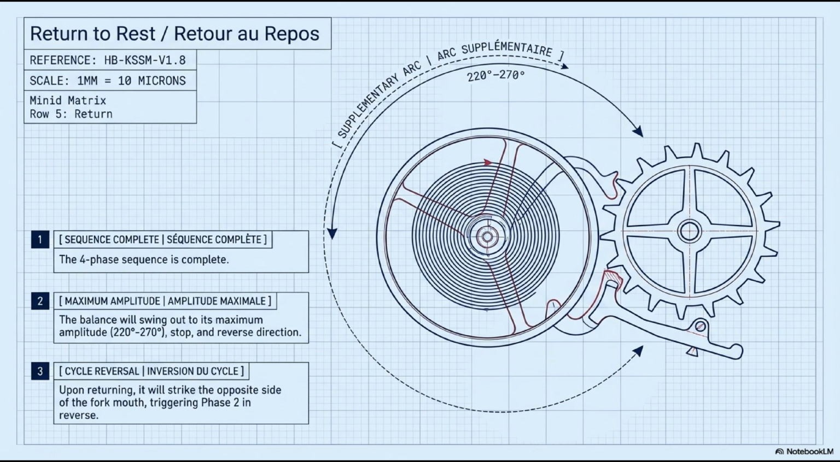The large diagram shows the complete supplementary arc, 220 to 270 degrees, indicated by the dashed arc and the escape wheel and balance wheel in their resting relationship. In a watch beating at 28,800 vibrations per hour, 4 Hz, this entire four-phase cycle repeats 4 times every second, 14,400 times per hour, over 300 million times in a 10-year service interval. The mechanism must perform identically on the 300 millionth beat as on the first. That requirement drives every single design decision in the assortment.